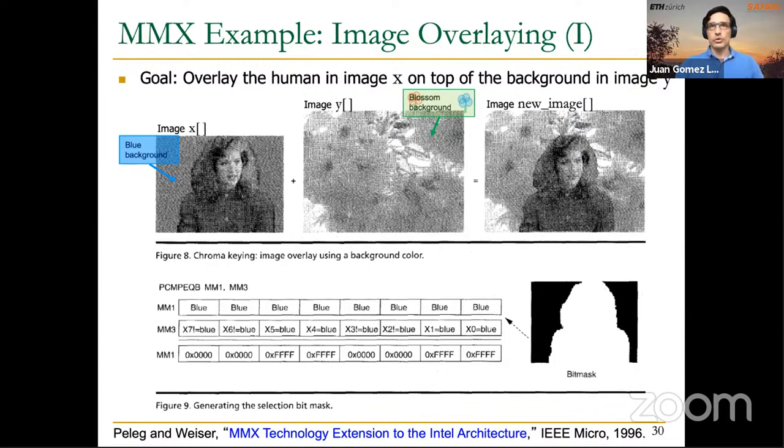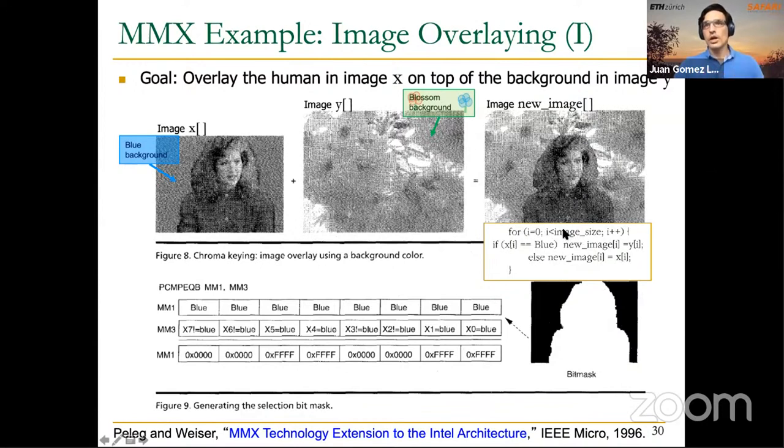So that's what we are going to do here. In this case, we have a map of Switzerland behind. What we are going to have is a blossom background. The computation that we need to perform here in reality is very, very simple. If you write the sequential code, it's as simple as going through the whole image, pixel by pixel.